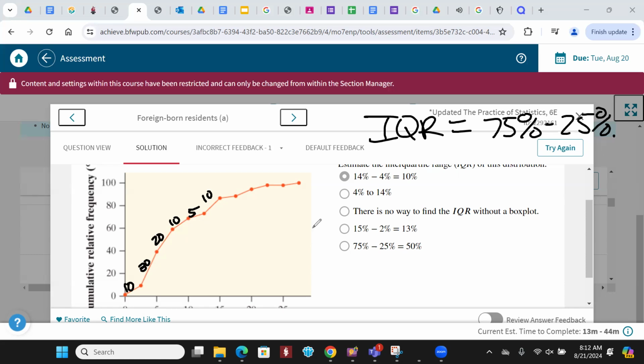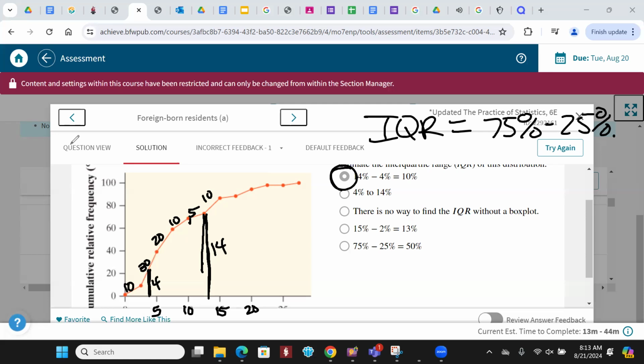Okay, right. So 25% is going to be roughly in here, which is going to be 4. If I scroll down, it would be 4. And then finding 75%, that would be about in here, up here. So that's going to be about 14. So 14 minus 4, that's where it's going to give me 10%. Does that make sense? Yeah, I haven't put it in context. I'm looking at the numbers. Does that make sense? That's IQR.